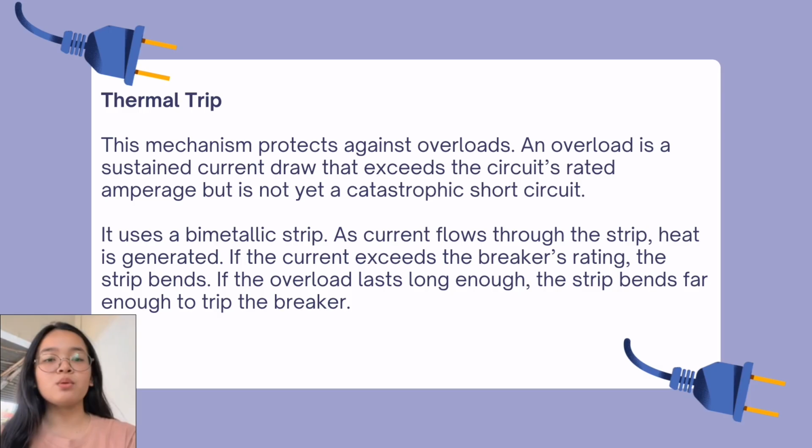So the difference between the two is pretty simple. Thermal trip, this one is all about overload. When you plug in too many things at once, like a heater, a microwave, and a coffee maker, all on the same line, the breaker doesn't trip right away. It heats up first, takes its time, and then finally says enough and shuts off slowly.